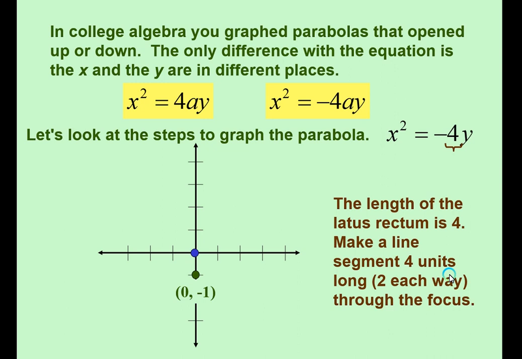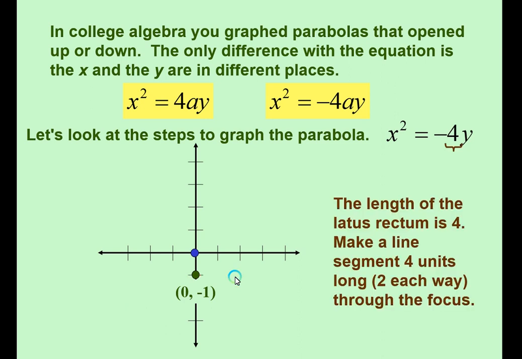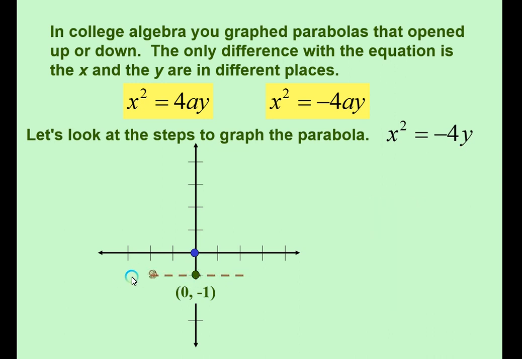So we have to make a line segment 4 units across, so we will have our latus rectum. So that means if our distance 4a is equal to 4, then if we divide it by 2, 4 divided by 2 is equal to 2. Therefore we have 2 units from the focus to the left and 2 units to the right. We have 4 units total, therefore this is 2 units to the left and 2 units to the right.